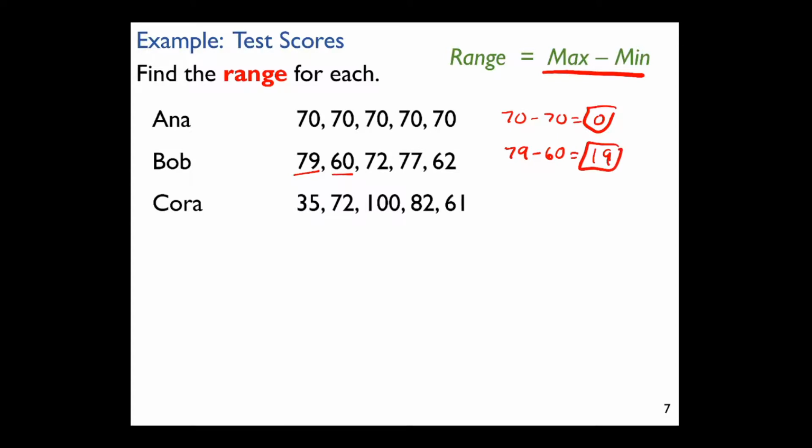And then for Cora, we're going to do the same thing. The largest value, the max, is 100, the smallest is 35. So that's going to be 100 minus 35, which is 65. So notice how these measures of variation, the range, does a pretty good job of quantifying the variation for each of the students, right? So 0, no variation, 19, and then 65.